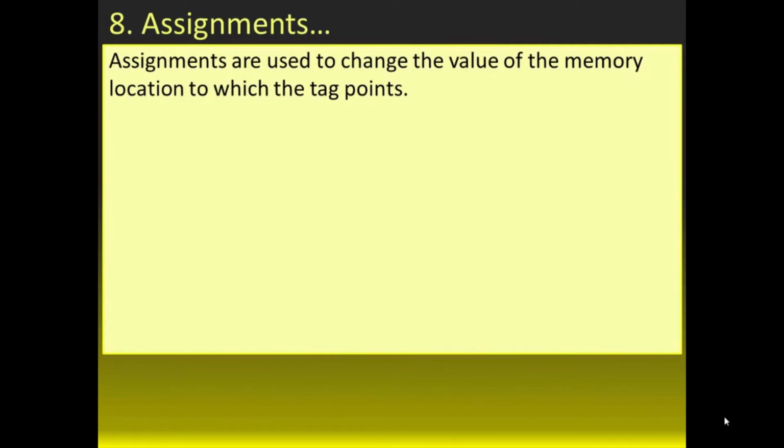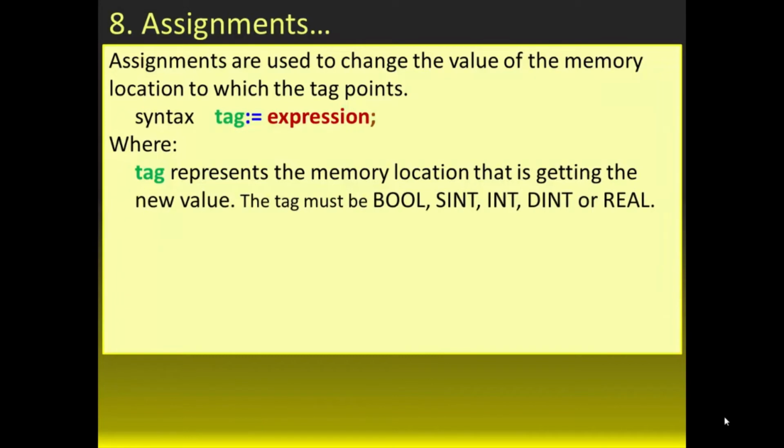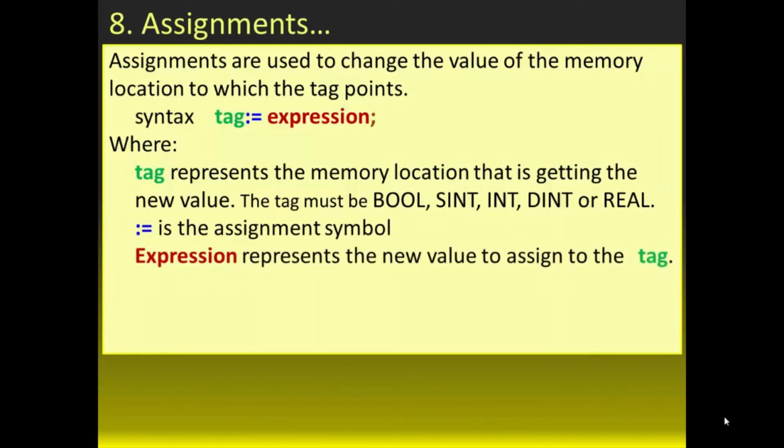Assignments are used to change the value of the memory location to which a tag points. The syntax is the tag name, then your operator, which is colon equal, the assignment operator, and then an expression, where tag represents the memory location that is getting the new value. The tag must be one of these atomic data types. The colon equal is the assignment symbol, and the expression represents the new value to assign to the tag.